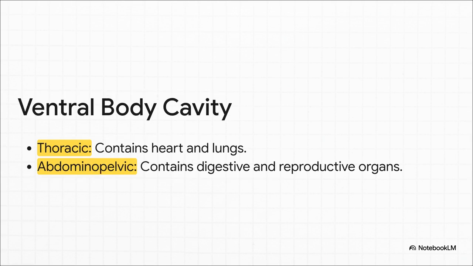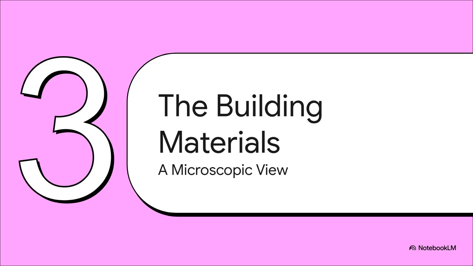Then you've got the ventral body cavity, which is way bigger and holds most of our other organs. The upper part, the thoracic cavity, is protected by your rib cage. It's home to your heart and lungs. Then, below a big muscle called the diaphragm, is the huge abdominal pelvic cavity. This is where you find all your digestive organs, your bladder, your reproductive system. It's like the bustling downtown of your internal city. We've seen the map, we've checked out the neighborhoods.